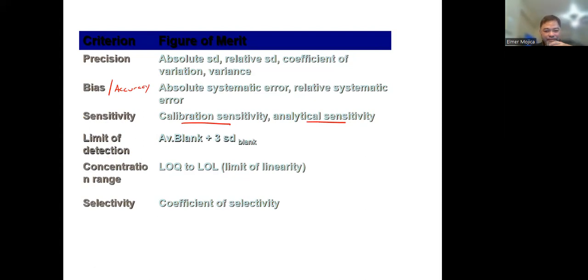Okay. So hindi ba pwede silang parehong balat sibuyas? Siguro yung isa, sibuyas na puti, yung isa, sibuyas na pula.